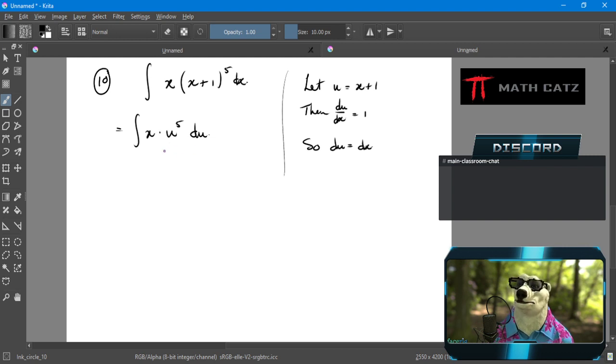I have to replace all x's. I can't have a mix. Now, if I have a mix of x's and u's, it means one of two things in general. One thing, I didn't choose the right substitution, and I need to go back and see if there is another option. In more complicated situations, there might be more than one option.